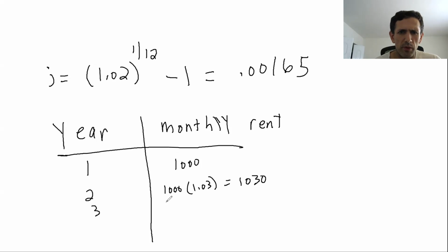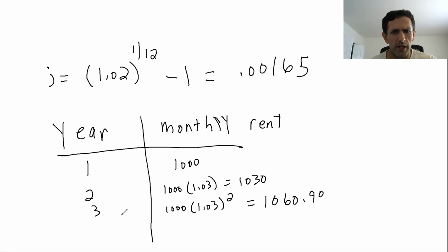This increases by 3%, so it's much better to do it 1,000 times 1.03 squared, and that's 1060.90 cents. Sorry about that, didn't want to do that.